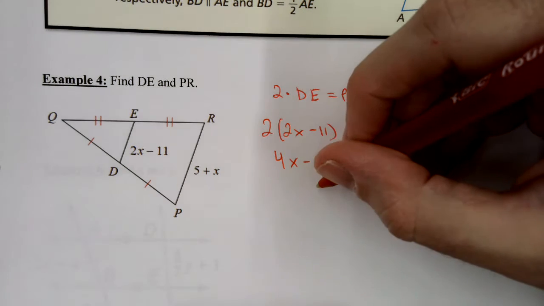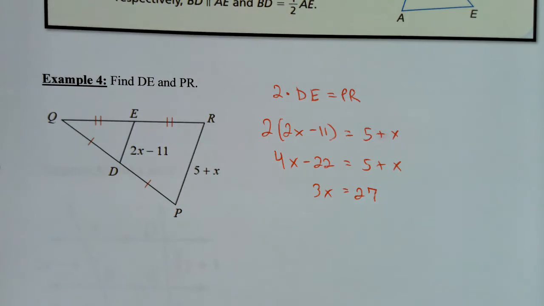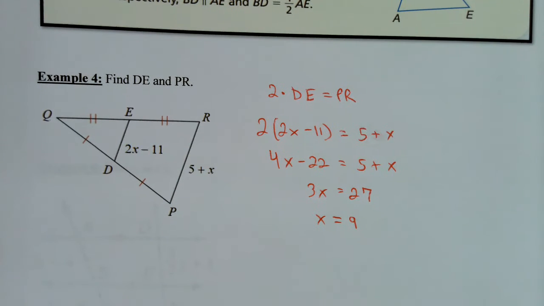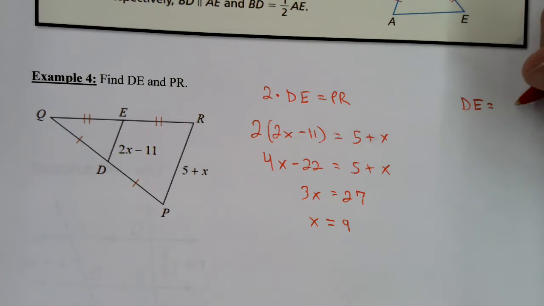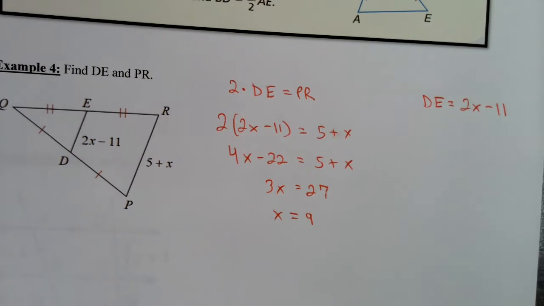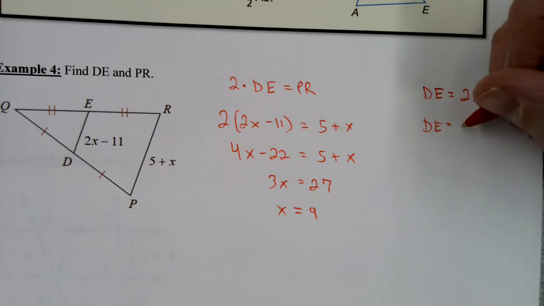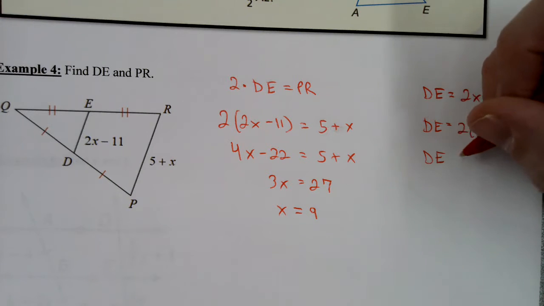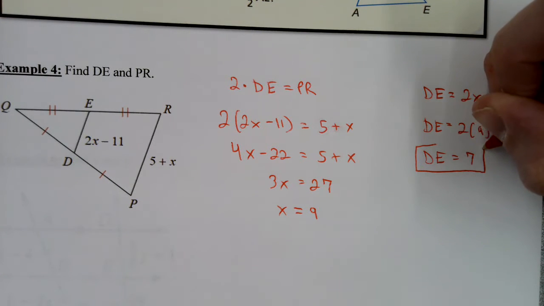Subtract x, add 22. 3x equals 27, x equals 9. That's great, but now let's find DE and PR. DE equals 2x minus 11. So 2 times 9 minus 11. DE equals 7. Now you should know right away what PR is.